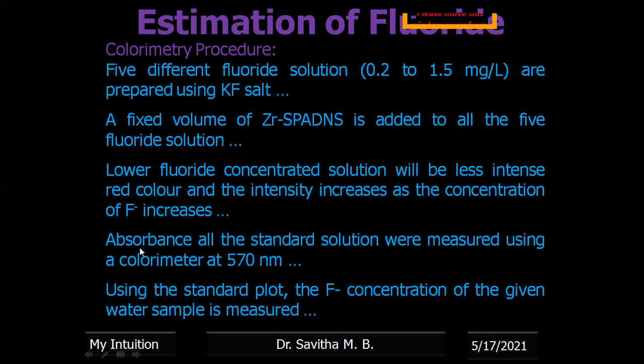Now, keeping the solutions in a colorimeter and setting lambda max to 570 nanometers, we have to find the absorbance of all the standard solutions. Then, using a standard plot, taking fluoride concentration along the x-axis and absorbance along the y-axis, we can find out the amount of fluoride present in the sample.